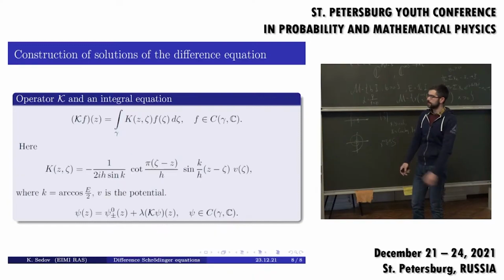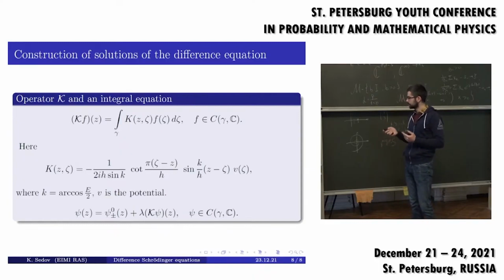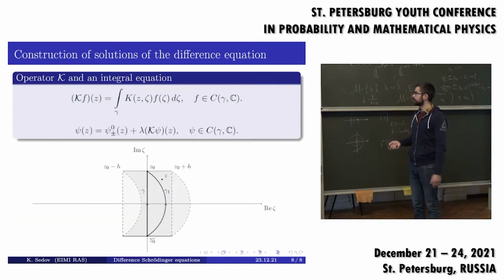One can see that the kernel has singularities away from the contour, but on the contour itself it is continuous. So the operator is well defined, and first we construct the solutions of the equation on the contour itself, and then, using the analyticity of the kernel, we can analytically continue the solution to some neighborhood of the contour where the solution was constructed. And then we can deform the contour and analytically continue the solutions to the whole neighborhood of the real axis.